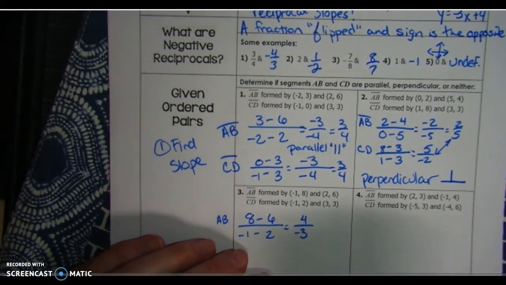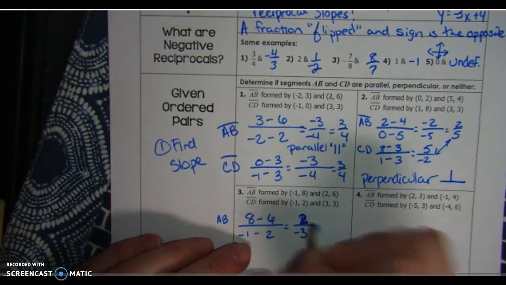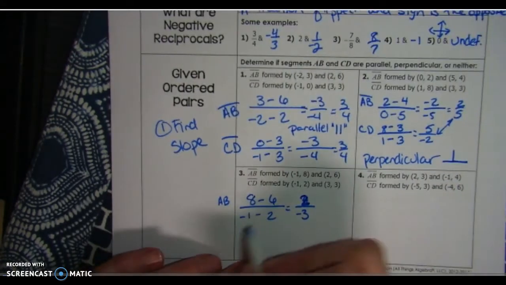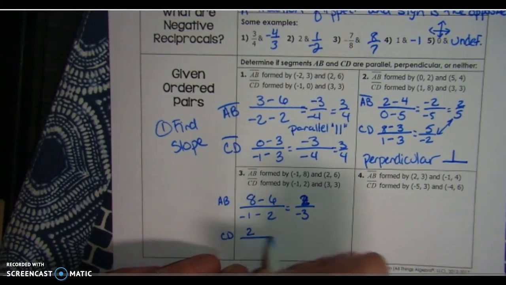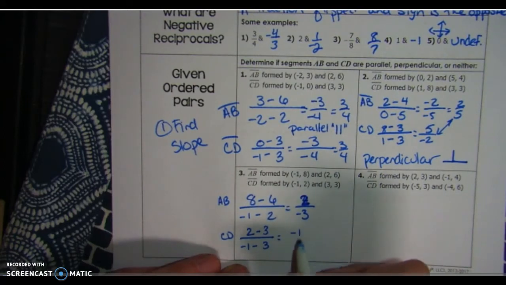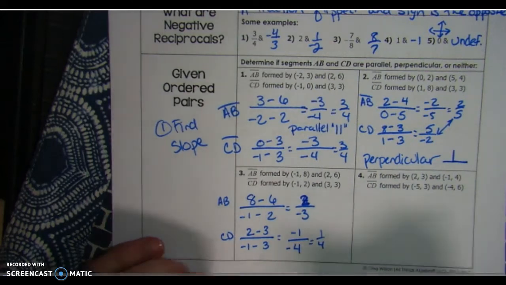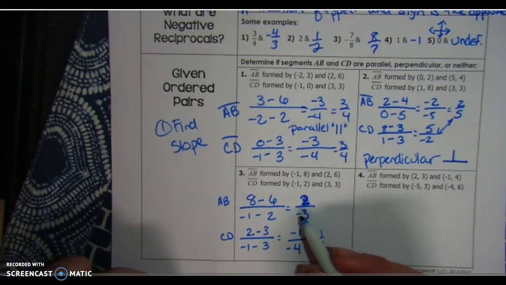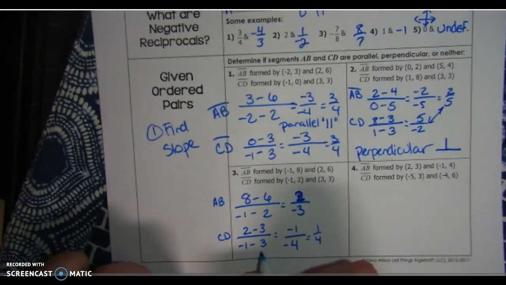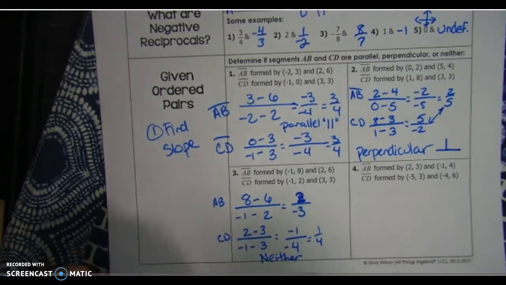-1 minus 2. And then that equals 2, not 4. That's why. And then CD, we have 2 over negative 1 minus 3 over 3. So I'm going to get negative 1 over 4, which would really be 1/4. We have 2 over negative 3 and positive 1/4. So those are neither. Unfortunately, there's not a cool symbol for neither.